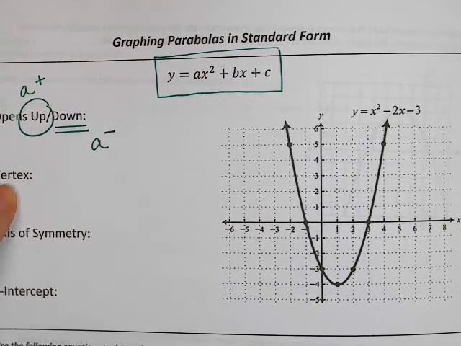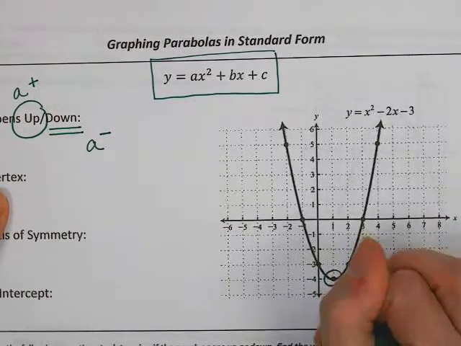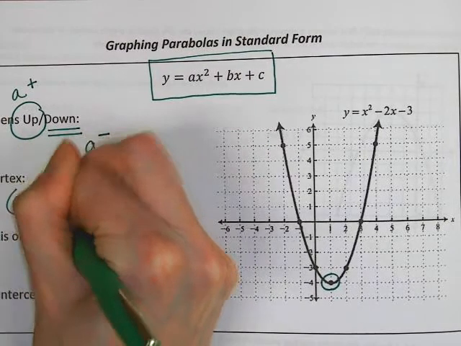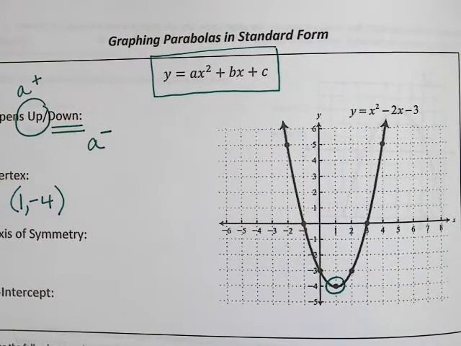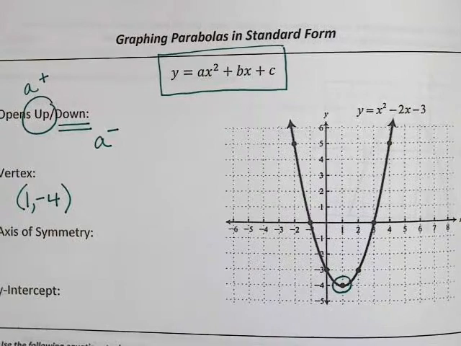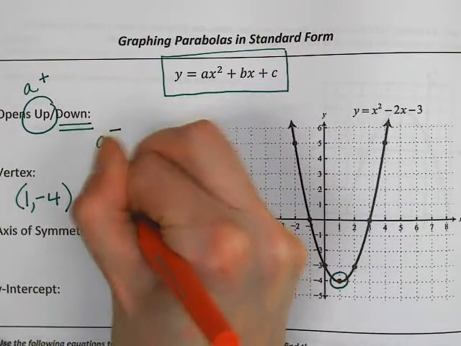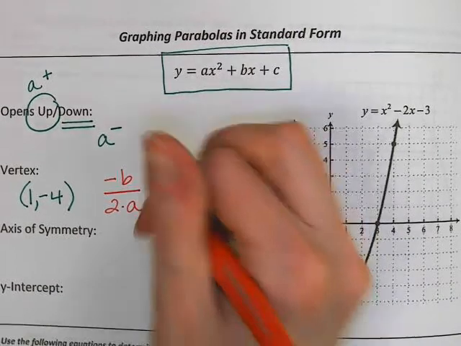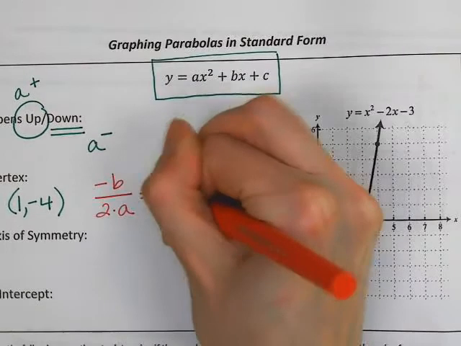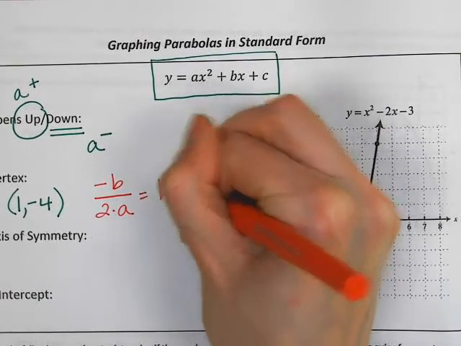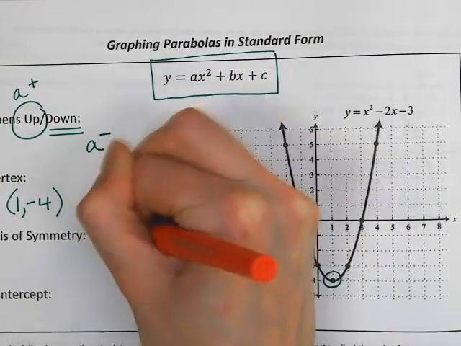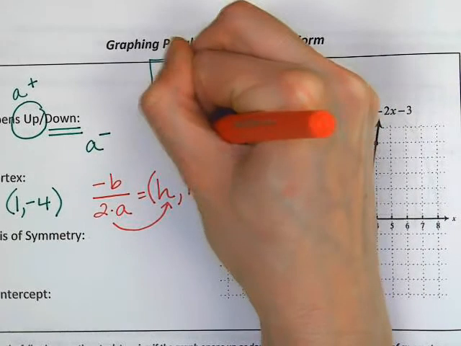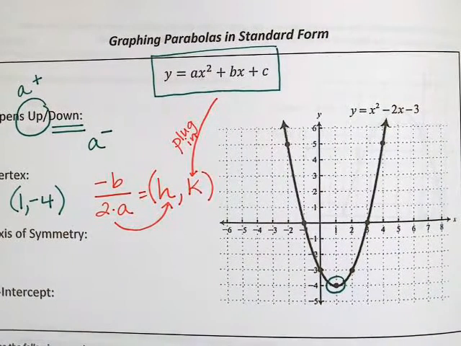Okay, now the vertex, remember, is the turning point here, which is 1 comma negative 4. Now the way to get that by hand without a graph, there's a formula for it. It's negative b divided by 2 times a. Okay, that's how you find the vertex. That's how you find the h. And then you're going to have to plug it back in to find k. So this gets you h, and then you have to plug it in to get k, which we'll talk about.